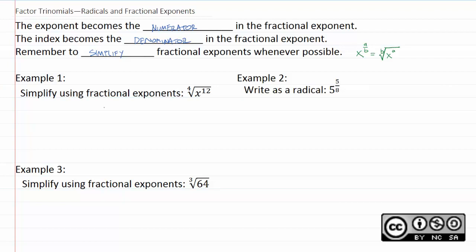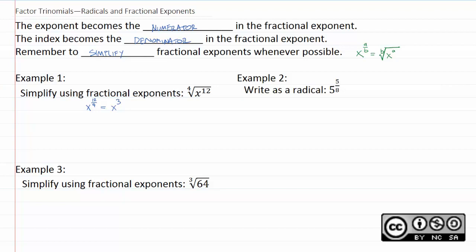For example 1, the fourth root of x to the 12th is equal to x to the power of 12 over 4. Again, this inside becomes the numerator, this index becomes the denominator. And then we just simplify 12 fourths by dividing 12 by 4, and this equals x to the third power. This makes sometimes for an easy way to simplify roots.